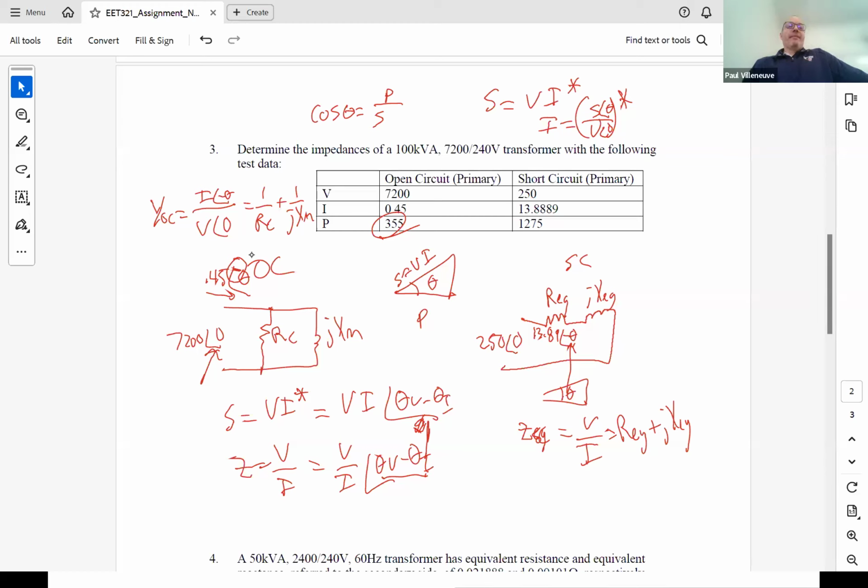Complex conjugate. So if I have A plus jB, the complex conjugate of that is equal to A minus jB. You just take the negative of that term. If I have A at an angle of B, the conjugate of that, or the complex conjugate, you just take the negative of either the angle or of the j term.